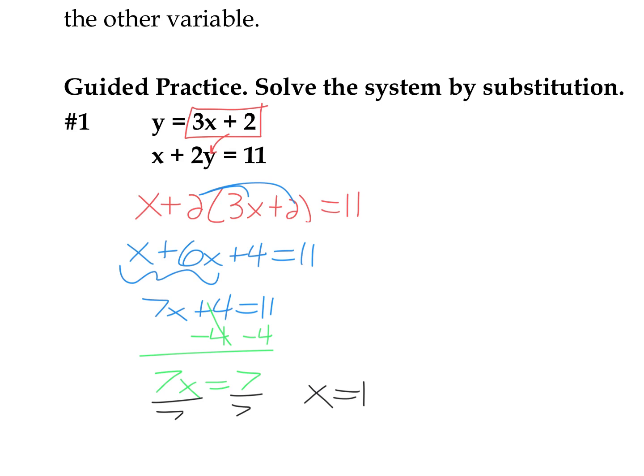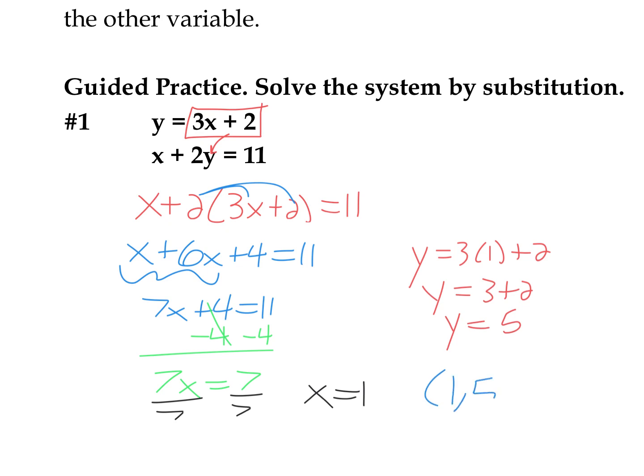Then you'll recall the next step is to take that x equals 1, plug it back into either of these two equations. You can replace this x with a 1 or this x with a 1. It doesn't matter. I'm going to choose the first equation here, and I'm going to replace the x now with what it's equal to, which is 1. So I can take y equals 3 times 1 plus 2. Y equals 3 plus 2. Y equals 5. I'm going to write my final answer as an ordered pair.